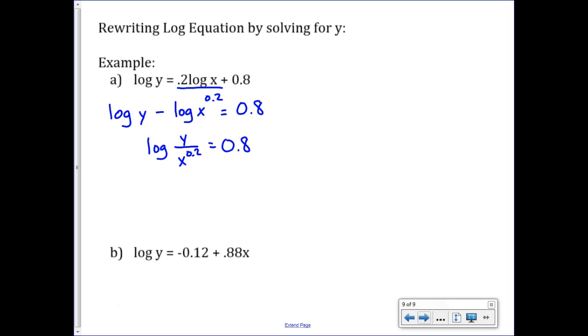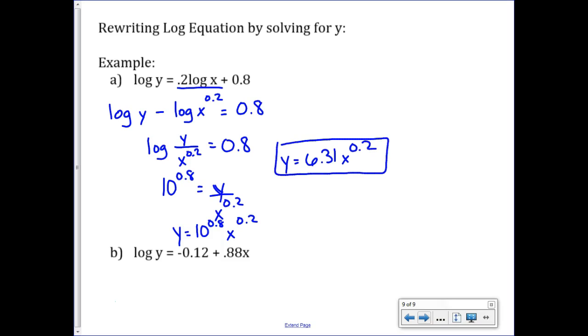Now that I have that, I can rewrite this using exponentials. So my base here, since it's not written, is base 10. So I have 10 to the 0.8 is equal to y divided by x to the 0.2. So then I can multiply both sides by x to the 0.2 and y is by itself. So I get y equals 10 to the 0.8 x to the 0.2. But that 10 to the 0.8 I can go ahead and multiply out, so I can get y is equal to 6.31 x to the 0.2. That looks like our power function that we just used.